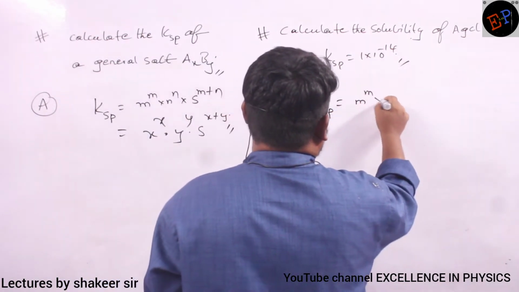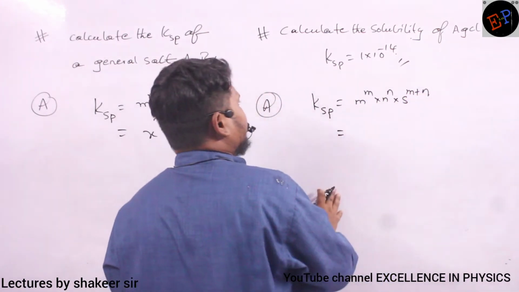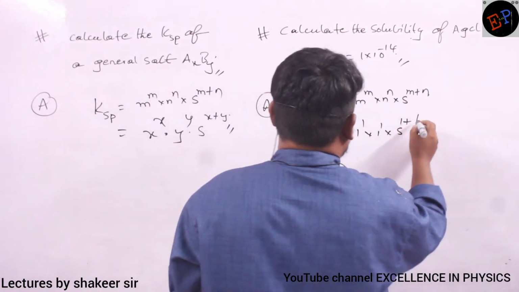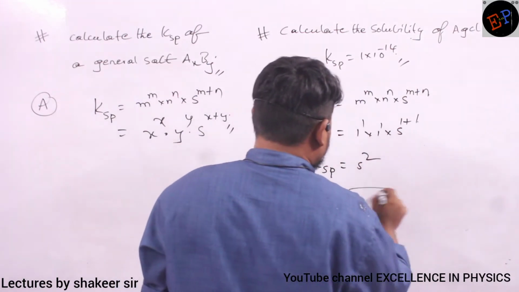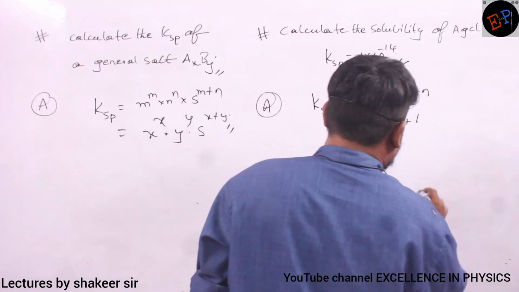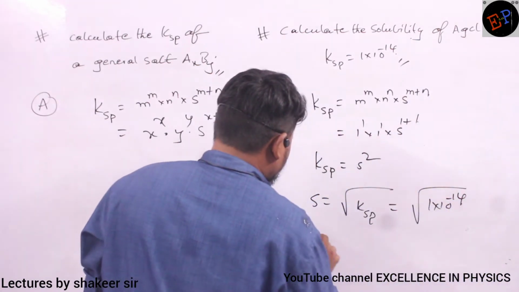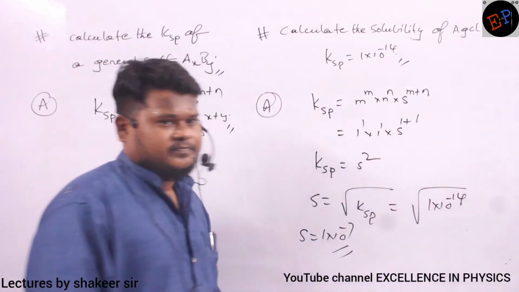m to the power m, n to the power n, s to the power of m plus n. Clear? So 1 to the power 1, s to the power of 1 plus 1. So Ksp is equal to s square. So s is equal to the root of Ksp. The Ksp value is already given, 1 into 10 to the power minus 14. Therefore solubility is equal to 1 into 10 to the power minus 7. That's all. That is my answer. Okay.